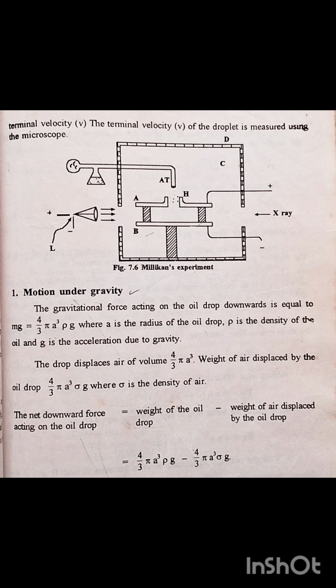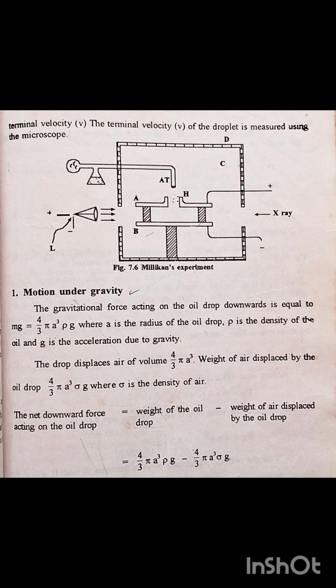One such droplet is viewed through the microscope as it descends under gravity. The viscous drag on it due to air increases and soon it attains a constant terminal velocity. The terminal velocity of the droplet is measured using the microscope. In general, Millikan's experiment is studied under three cases: motion under gravity, motion under electric field, and mass of an electron. Let us see the first part, motion under gravity.